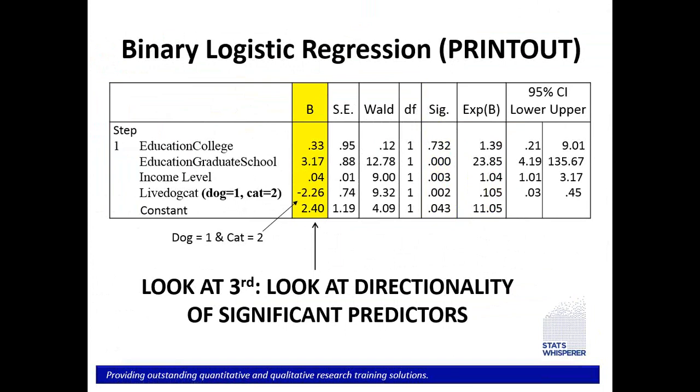Now living with a dog or a cat is negative, so we have to consider the coding again. So dog is 1 and cat is 2. So as the independent variable rises from 1 to 2, the likelihood of being happy, experiencing the outcome, which is happy yes, decreases, because of that negative sign. So as you go from dog to cat or living with a cat, your likelihood of being happy goes down.